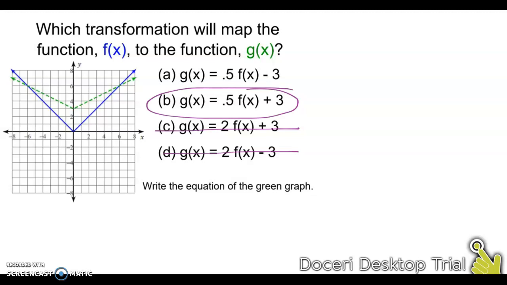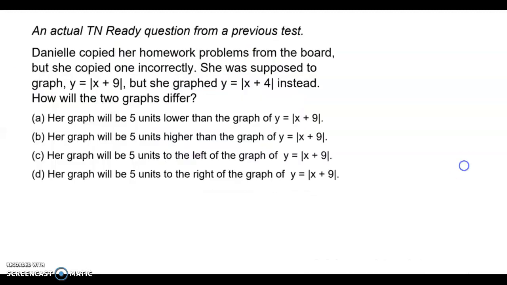And I think I have time for 1 more before it cuts me off. This is an actual TN ready question, and I've only got a few seconds. I want you to pause this and email me what you think the answer is. KablerM@gcssd.org.